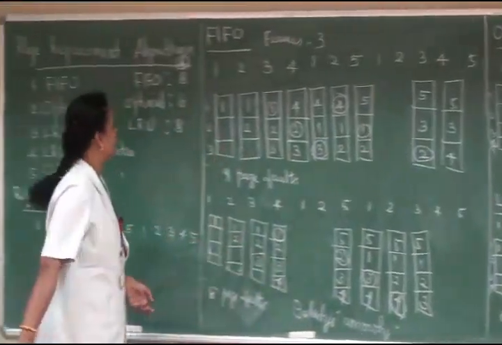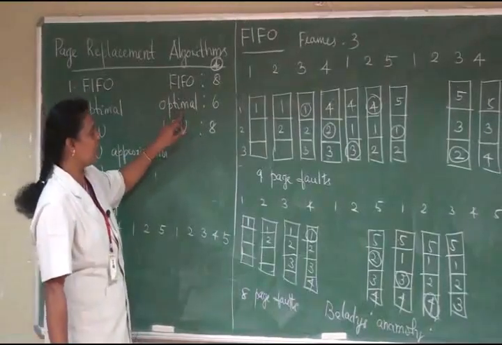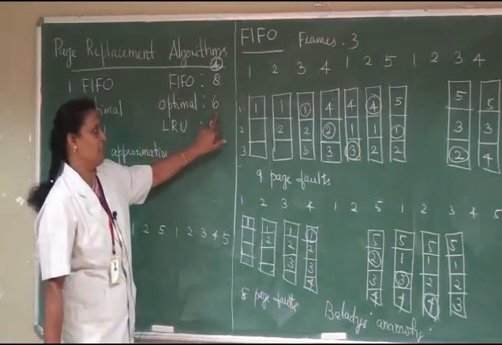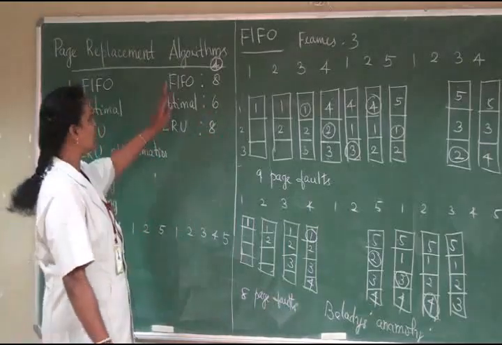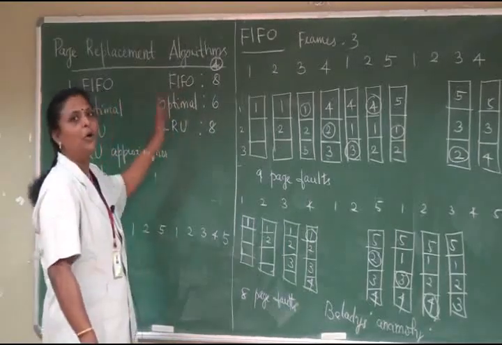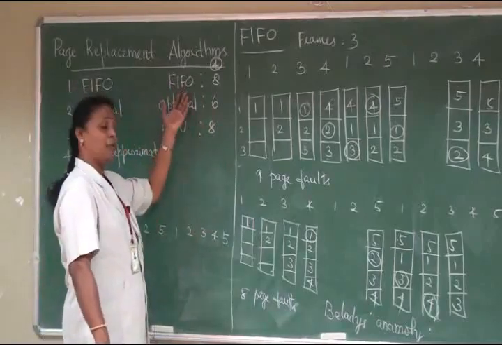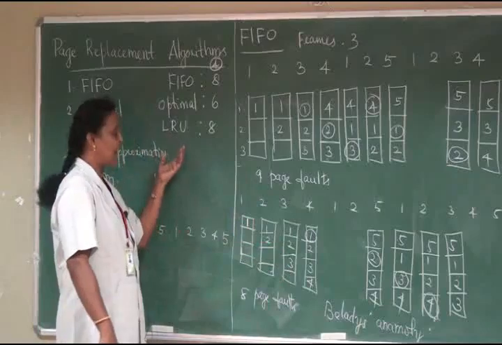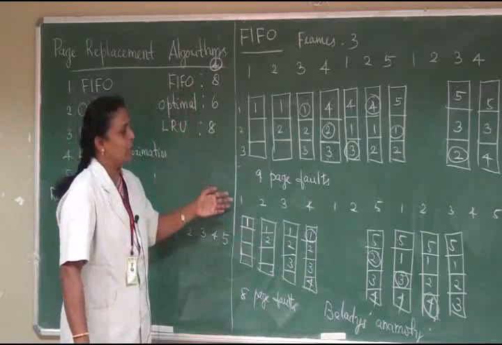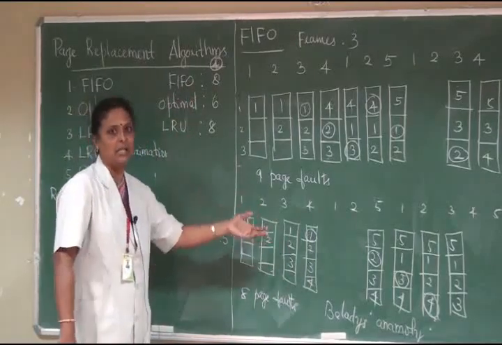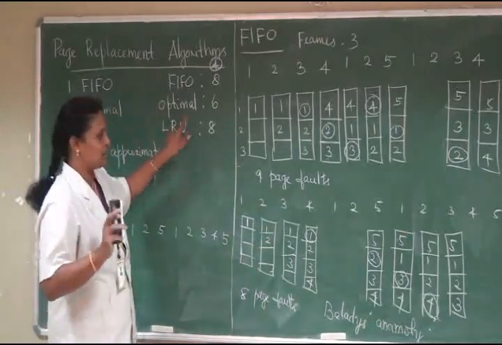So among these 3 algorithms, the optimal page replacement algorithm produces the least number of page faults. So in general, optimal will produce the best results, but the performance of FIFO and LRU will change. Sometimes it may be the same, sometimes FIFO will give fewer page faults than LRU, and sometimes LRU is better than FIFO, but this is based on the way in which we are accessing the pages. But in general, the optimal algorithm is producing better results.